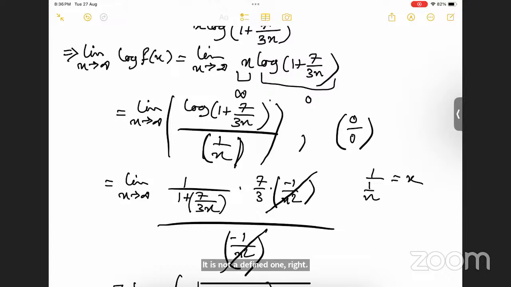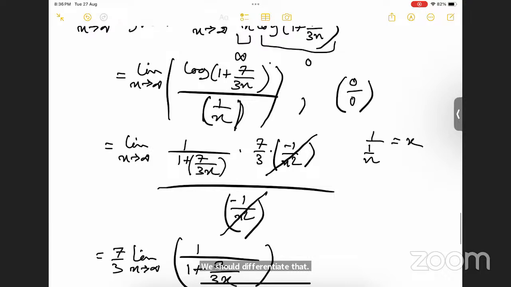Ma'am, here in the second step, limit extends to infinity 1 by 1 plus 7 by 3x, you're differentiating the term, right? The entire term. Logarithmic function. Yes. We have to apply the chain rule here, right? If we have log x, differentiation of log x is 1 by x, right? Yes, ma'am. And if we have some function instead of x, then we have to do the differentiation again, right? Just we are applying the chain rule here.